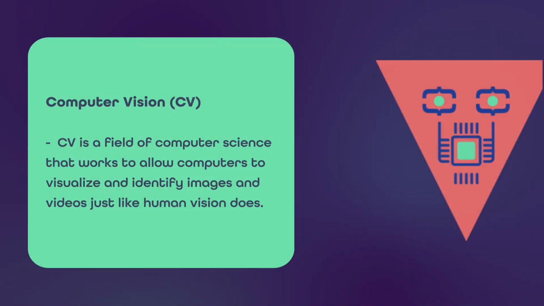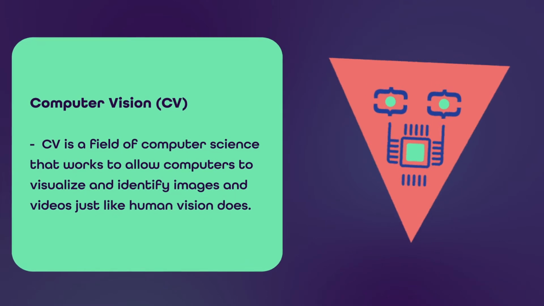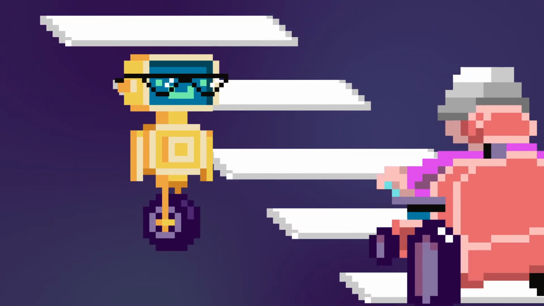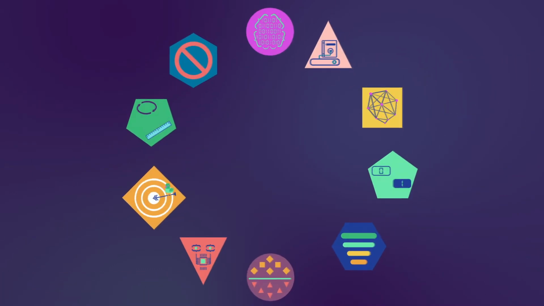Seventh is computer vision. Computer vision is a computer science field that works to allow computers to visualize and identify images and videos just like human vision does. With computer vision, self-driving cars can detect obstacles and perform proper response, for example, stopping for pedestrians.